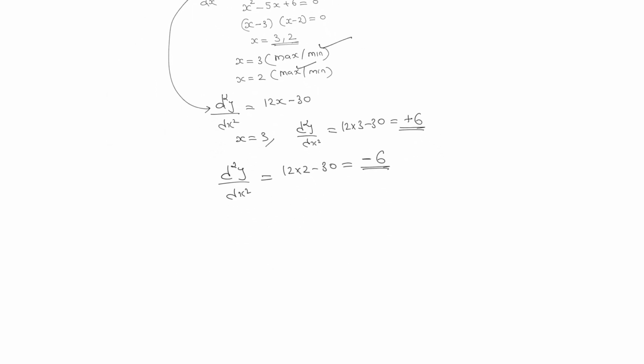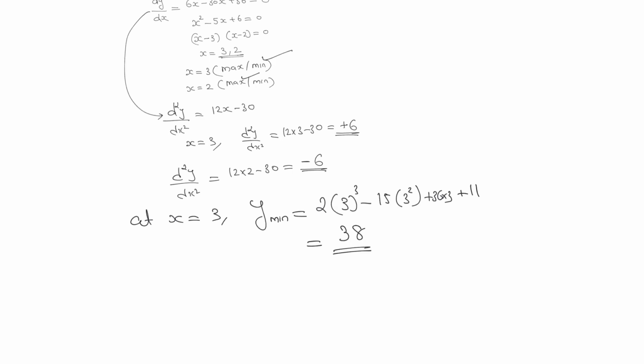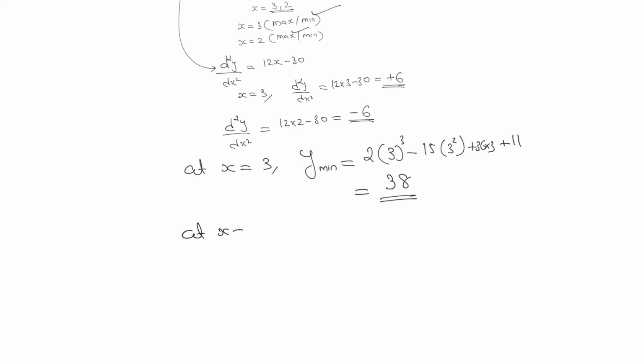So now we can find out the maximum possible value and minimum possible value of y over here. So we can write at x is equal to nothing but 3, the value of y is going to be minima. So if you are putting x is equal to 3 in the first equation, it becomes 2 into 3 raised to 3 minus 15 into 3 square plus 36 into 3 plus 11. If you are calculating it, you will get the minimum possible value of this is equal to nothing but 38.